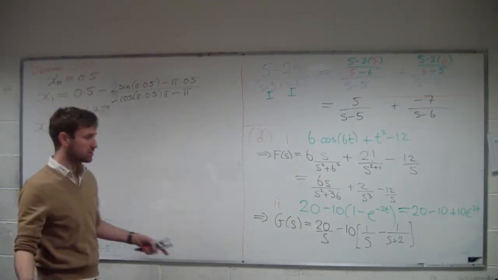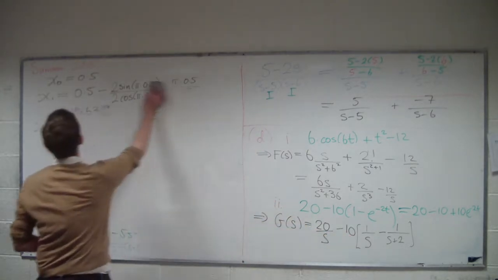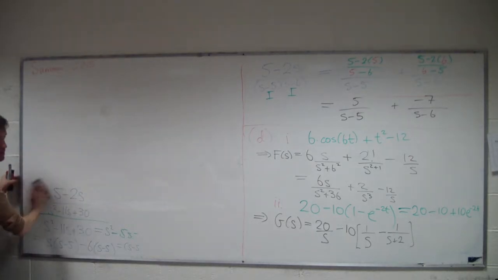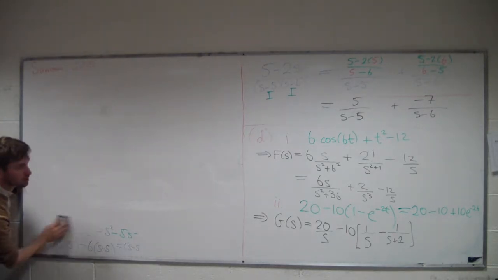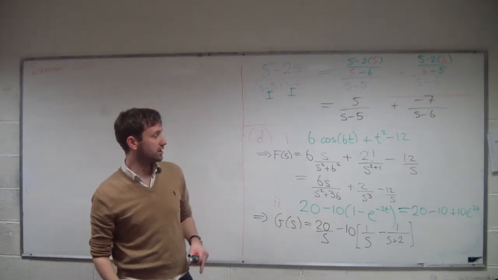And you may say, well, where's the 10 over S down here? We'll multiply this out, you'll have 10 over S. And you'll have minus 10, 1 over S plus 2, yeah? Say again? Minus 10, 1 over S plus 2. No, plus 10 over S minus 2. Oh yeah, sorry, that makes sense.